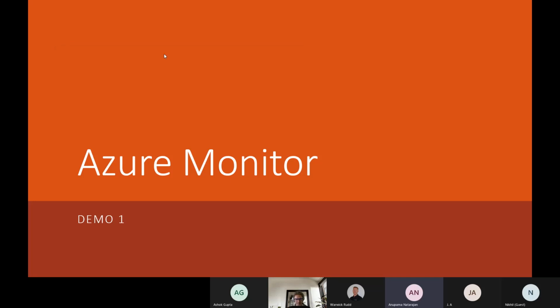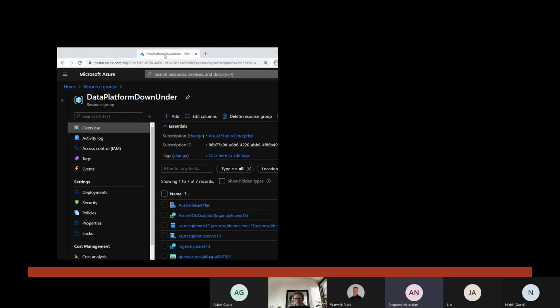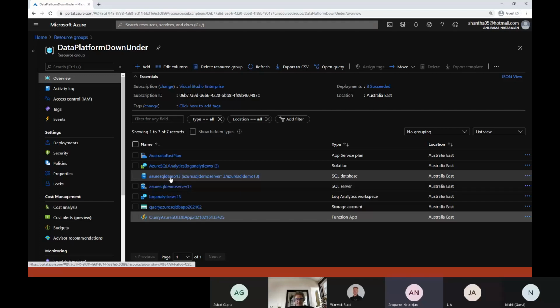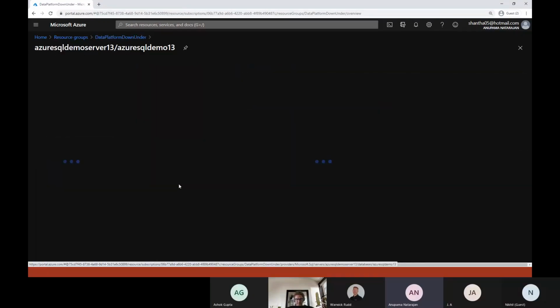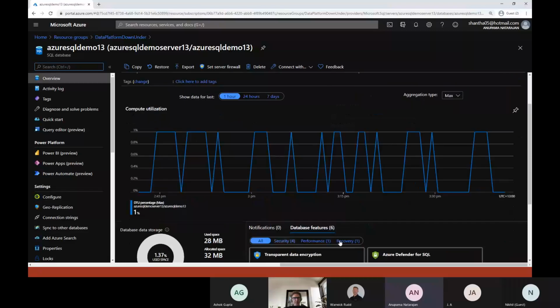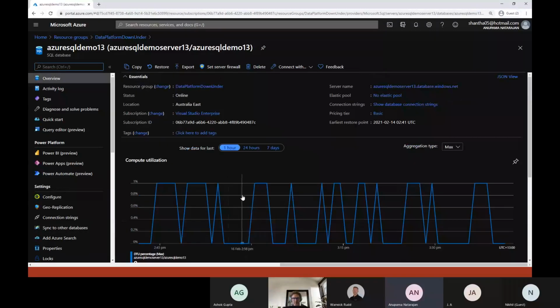So here I have got a resource group for data platform Downunder, which I have created, and I have also provisioned an Azure SQL database. So this is again a PaaS database that is provisioned, and I have got some sort of activity going on. What I have done is I have got a simple Azure function that is running every minute, like a timer based Azure function. What it does is it goes and queries my Azure SQL database every minute and does some select queries periodically, just to show some activity that is happening in my Azure SQL database here. So cool, that I have got provisioned here.